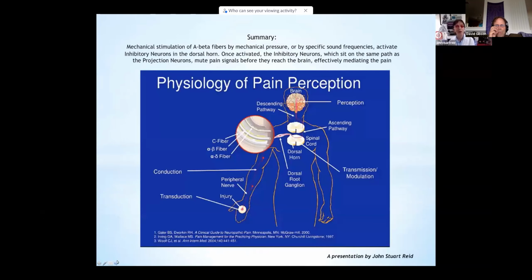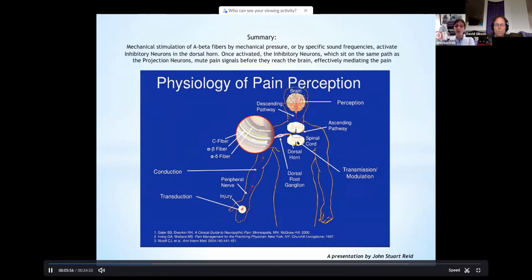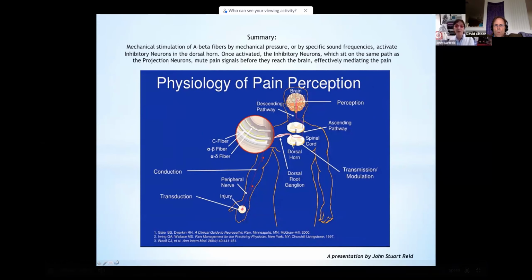So here's a quick summary. Mechanical stimulation of A beta fibers by mechanical pressure or by specific sound frequencies activate inhibitory neurons in the dorsal horn, which I've just shown you. Once activated, the inhibitory neurons, which sit on the same path as the projection neurons, mute the pain signals before they reach the brain, effectively mediating the pain.